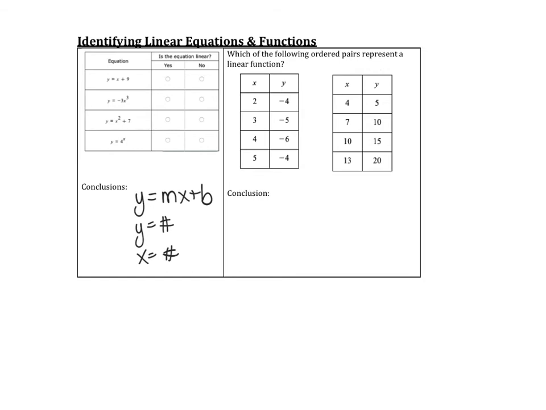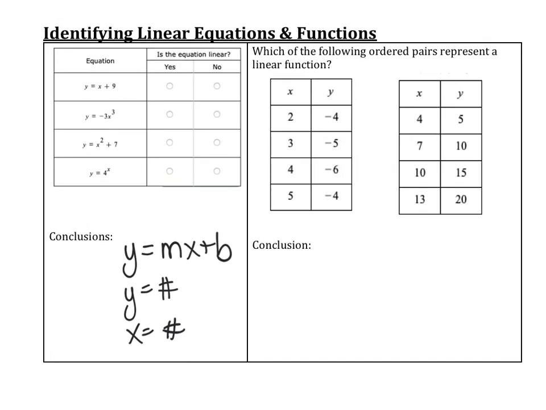So knowing that those are the three types of linear functions, we can now look at our equations and see if they match any of those. And if they do, then the equation is linear. And if they don't, the equation is not. So the first one is in y equals mx plus b because it says y equals x plus 9. That's in y equals mx plus b. So yes, this is a linear equation.